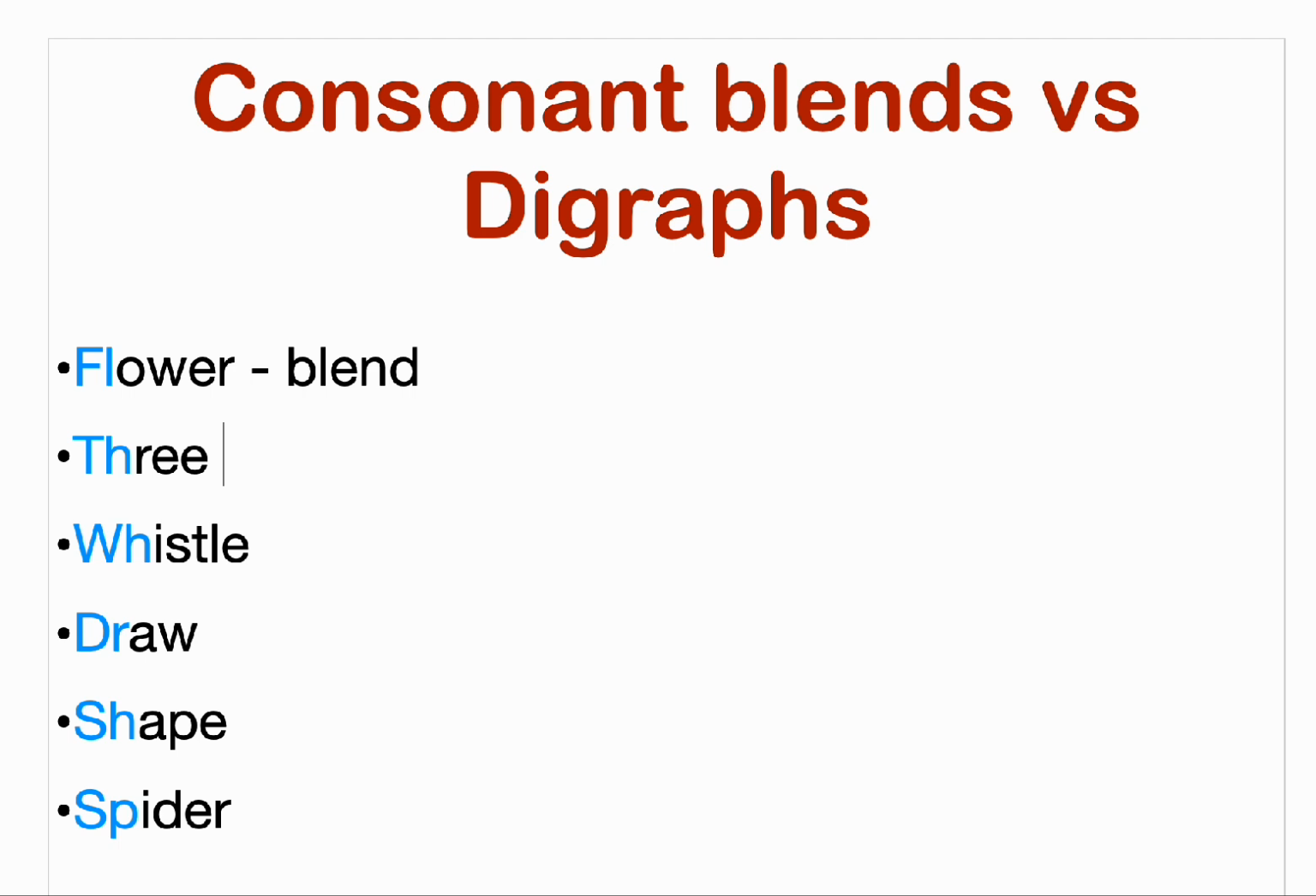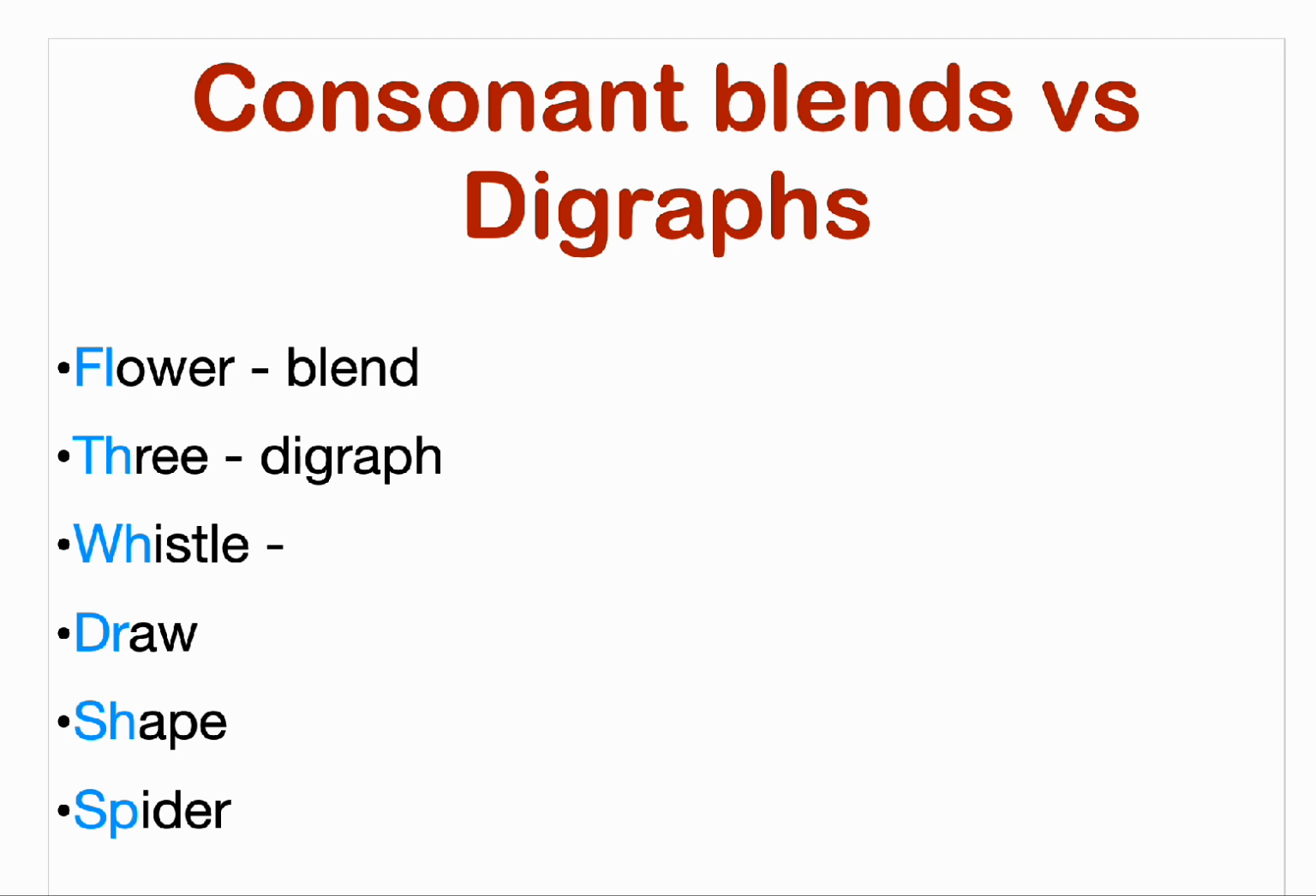Now take the letters th. Here we don't hear the sound of T or H. They make a new sound th. So it is a digraph. TH is a digraph because we don't hear the sound of T and H. Instead we hear a new sound.